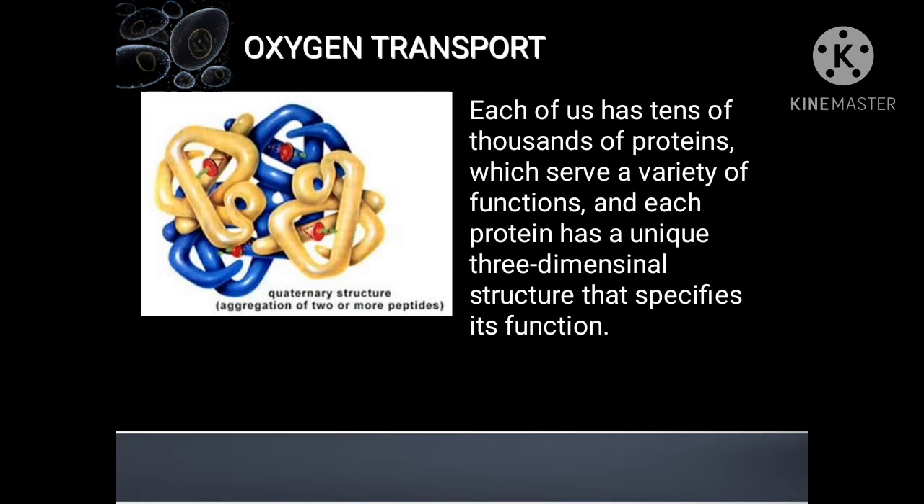Oxygen transport. Each of us has tens of thousands of proteins which serve a variety of functions, and each protein has a unique three-dimensional structure that specifies its function. For example, hemoglobin is a protein found in our red blood cells, which plays a key role in oxygen transport. It has 4 subunits of 2 distinct types, the 2 alpha and 2 beta subunits.